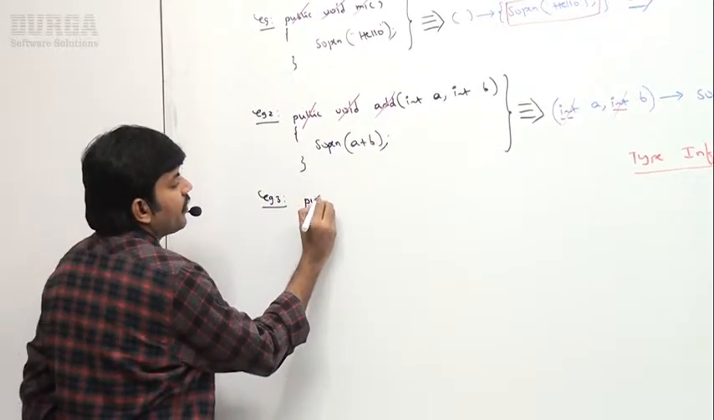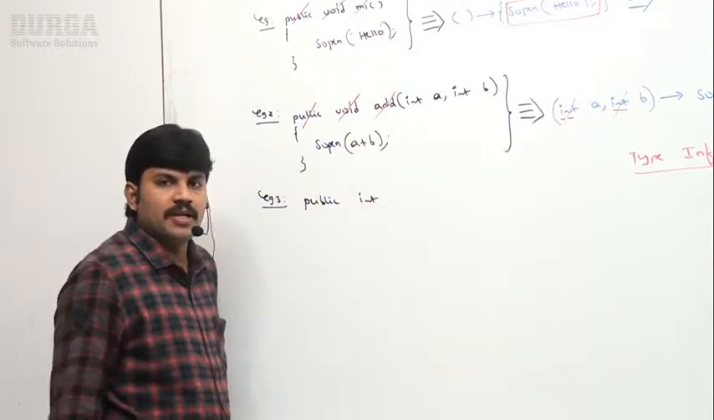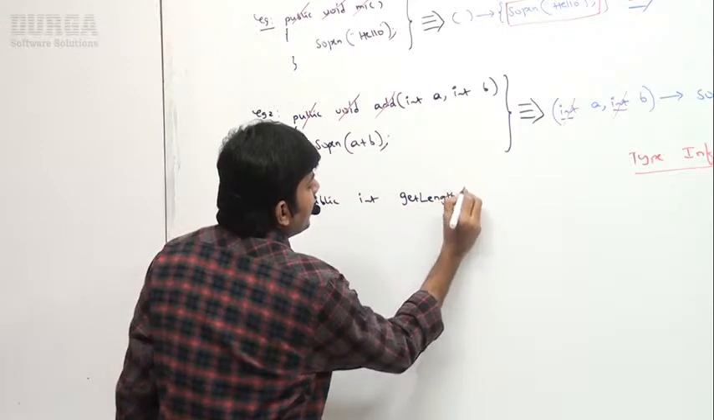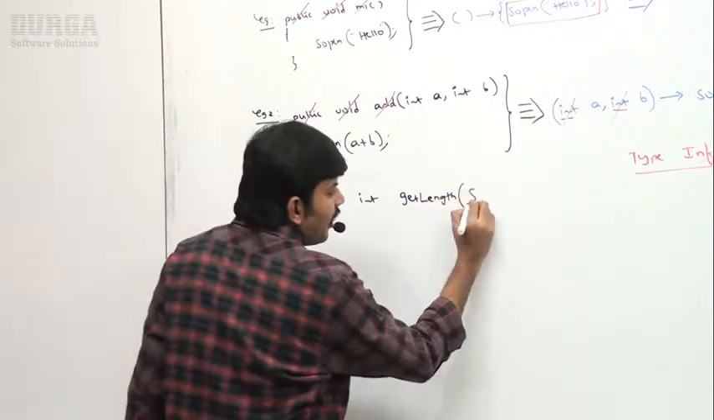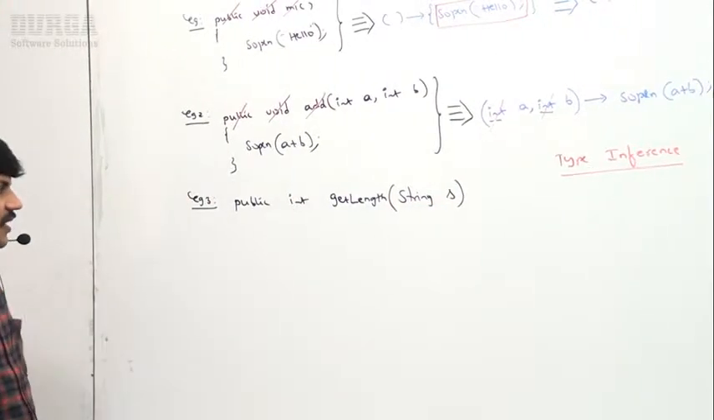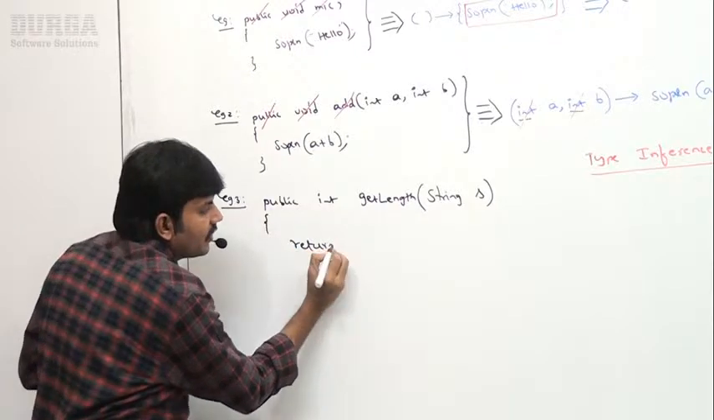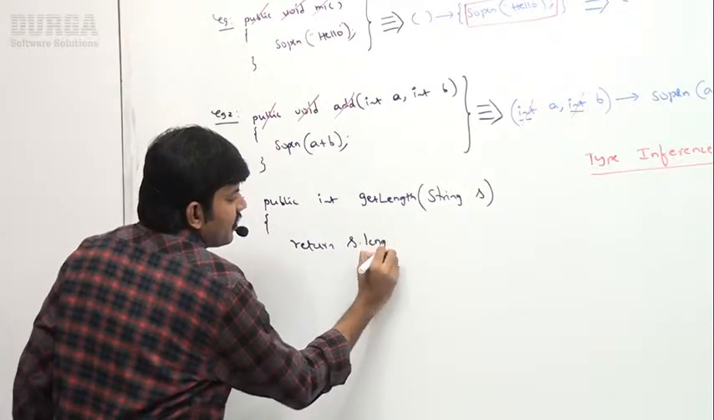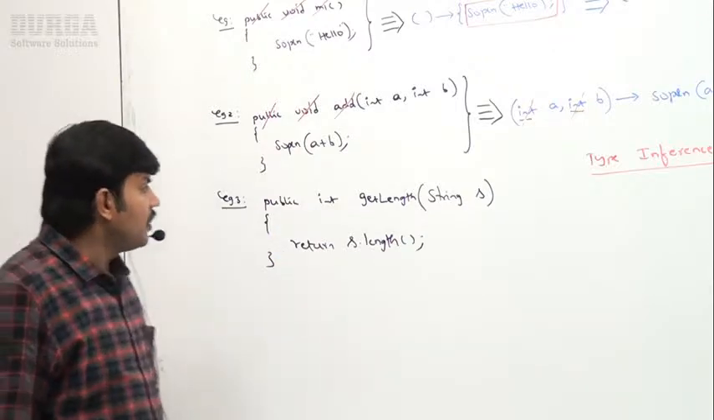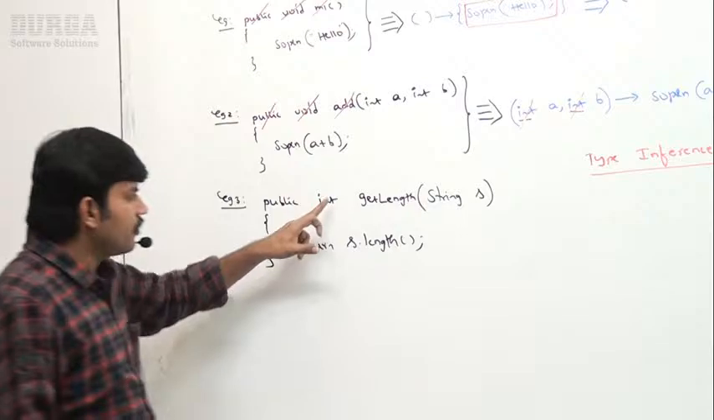Okay, write a method: public int getLength(String s). This is the method, sir. What I have to return? s.length(). This is my requirement, sir. Public int getLength, return s.length(). I require to take it like this.